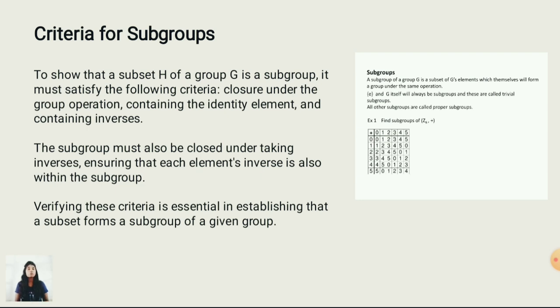Criteria for subgroups. To show that a subset H of a group G is a subgroup, it must satisfy the following criteria: closure under the group operation, containing the identity element and containing inverses. The subset must also be closed under taking inverses, ensuring that each element's inverse is also within the subgroup. Verifying these criteria is essential in establishing that a subset is a subgroup of a given group.